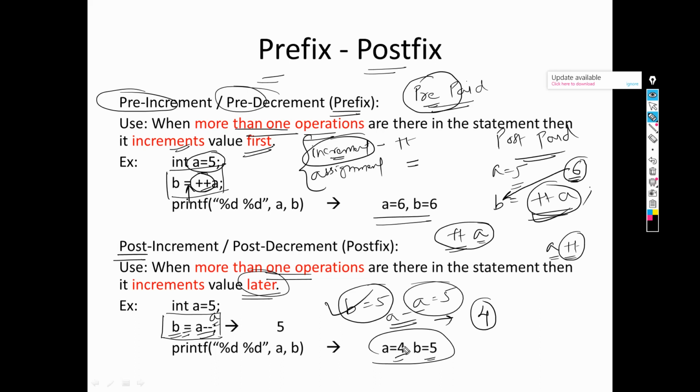So in pre-increment, increment or decrement is to be completed first. In post increment or decrement, increment or decrement is to be performed later on. The other operation is to be completed first. So I hope you understand the concept of increment and decrement operator and prefix and postfix.